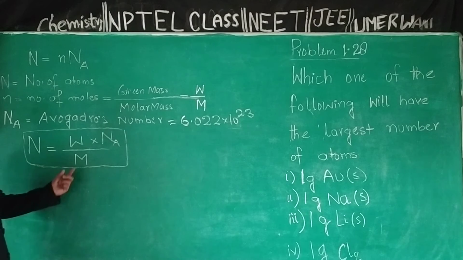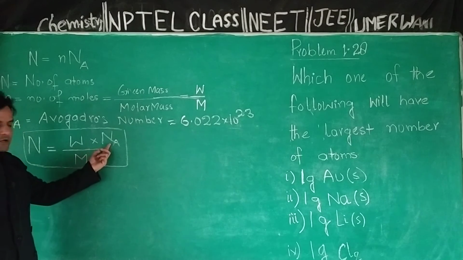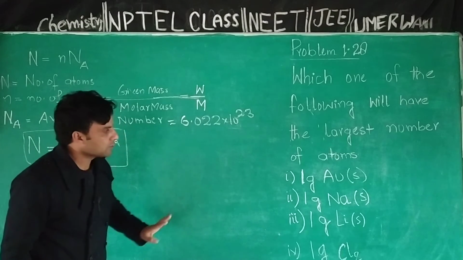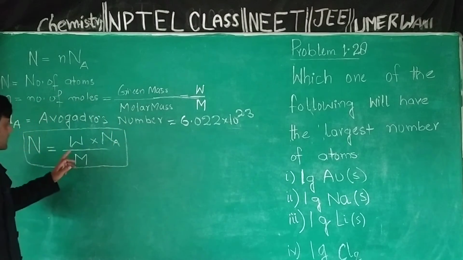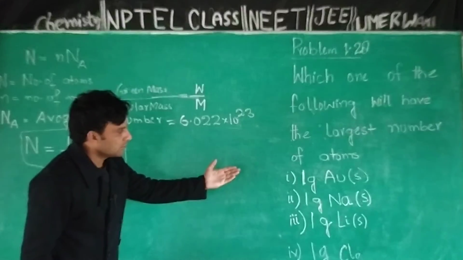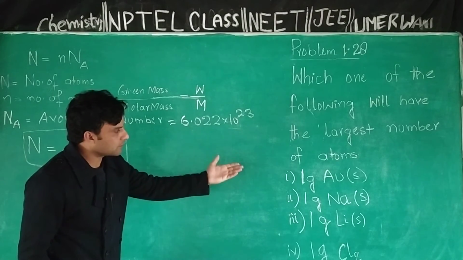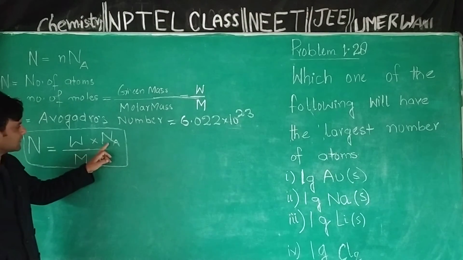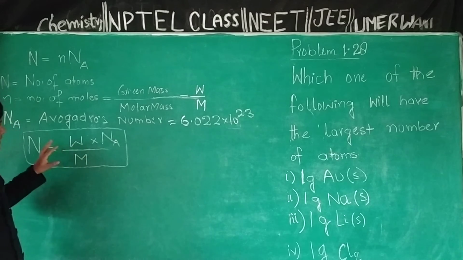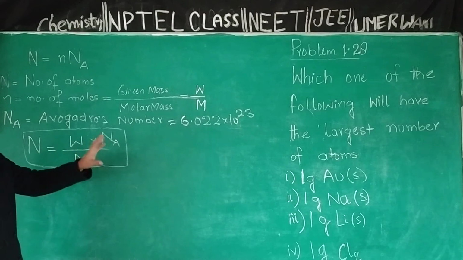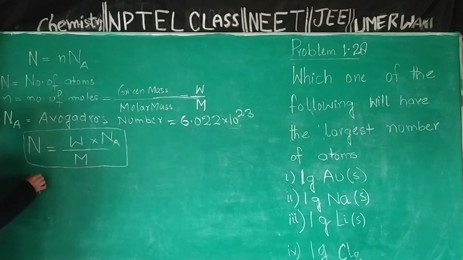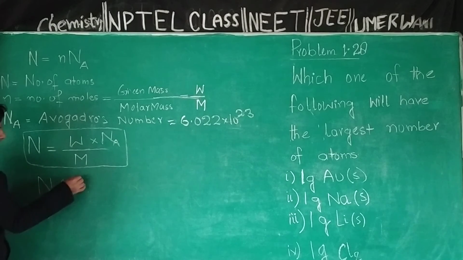Now see, in this equation Avogadro number is, I already told, a constant, so it is common for gold, sodium, lithium and chlorine. Given mass is also the same, common for gold, sodium, lithium, chlorine. As a result, I can say that Avogadro number and given mass are constant for gold, sodium, lithium, chlorine, and number of atoms will only depend on molar mass and dependence will be inverse.